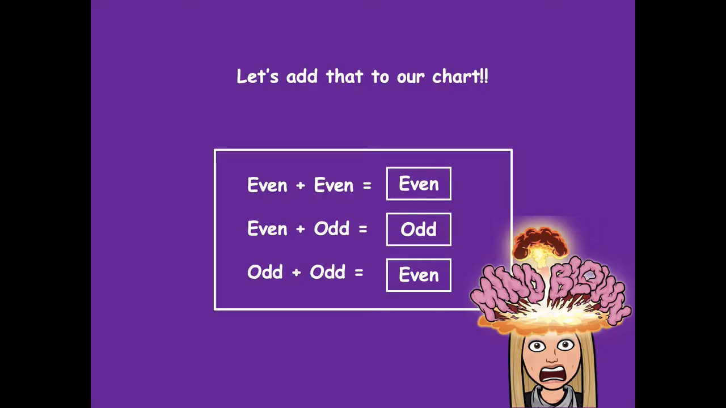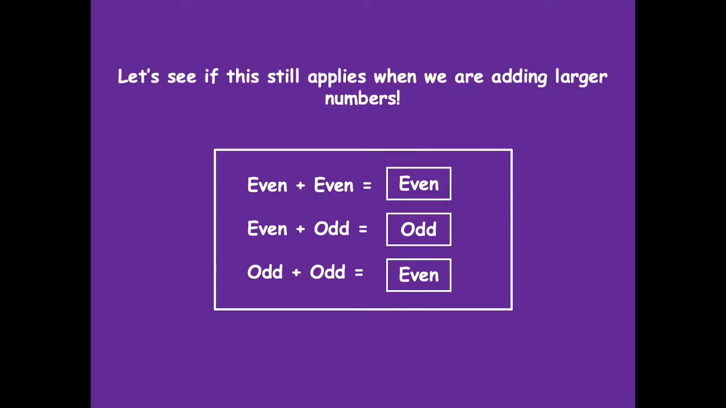So friends, no matter what your numbers are, whether you know the sum of them or not, anytime you add an even number plus an even number, it's going to equal an even number. An even number plus an odd number is going to equal an odd number. And an odd number plus an odd number is going to equal an even number. Pretty cool how that works out, right? It's pretty amazing. Well, let's see if this still applies when we're adding larger numbers.